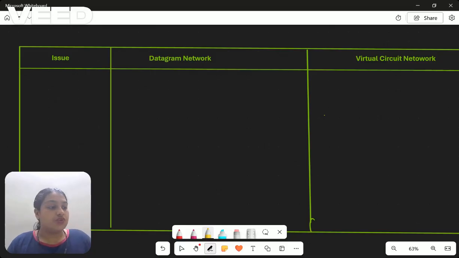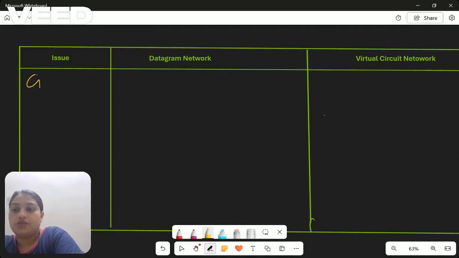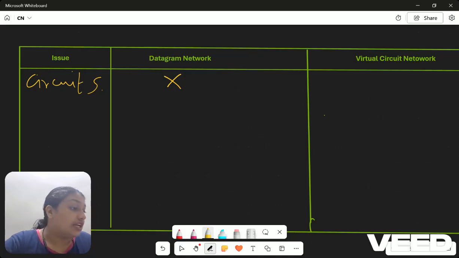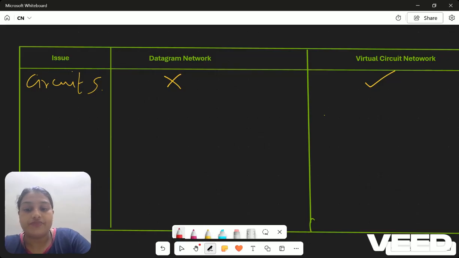The first issue is circuit setup. Circuit setup is not needed for datagram network. It is connectionless, right? So it does not need it. But for virtual circuit network, it is required. Connection circuit is required.